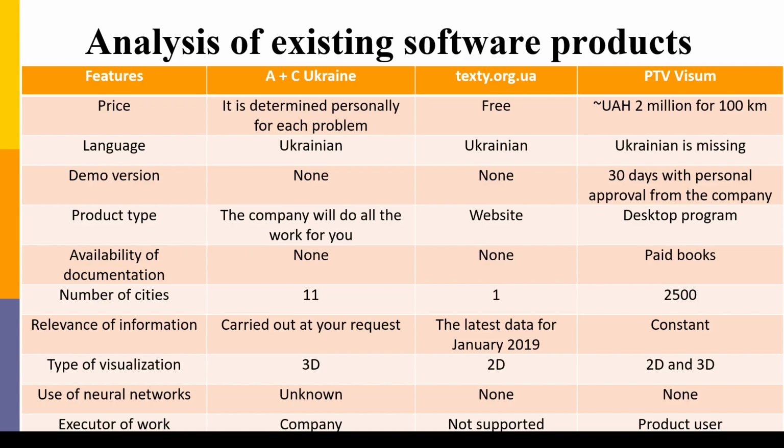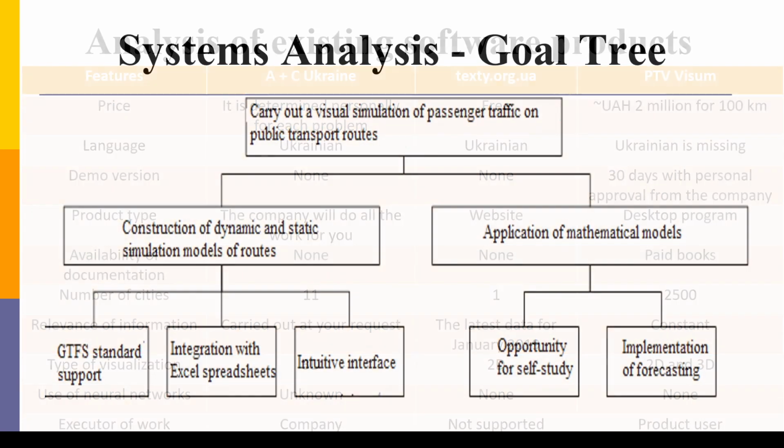The last in this list is the software product PTV Visum Germany, and it is an incredibly large and multifunctional tool for studying not only passenger traffic but also traffic, but this product has one of the biggest downsides, namely the price of 2 million UA hryvnia per 100 kilometers of the state road, and for example the length of the usual trolleybus road in Lviv is 12 kilometers. A more detailed comparative characteristic is given in this table.